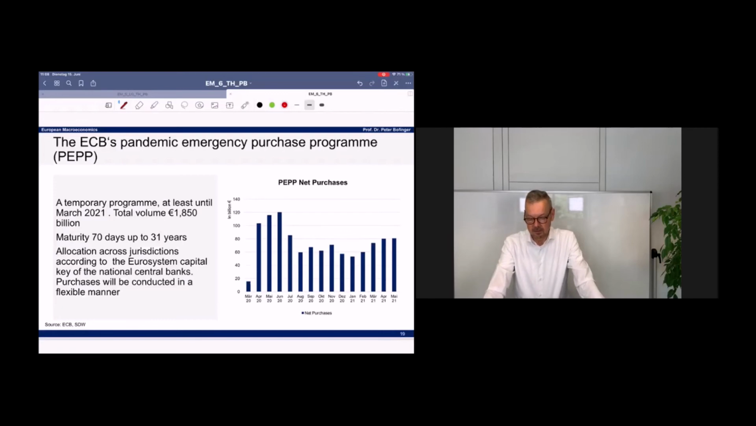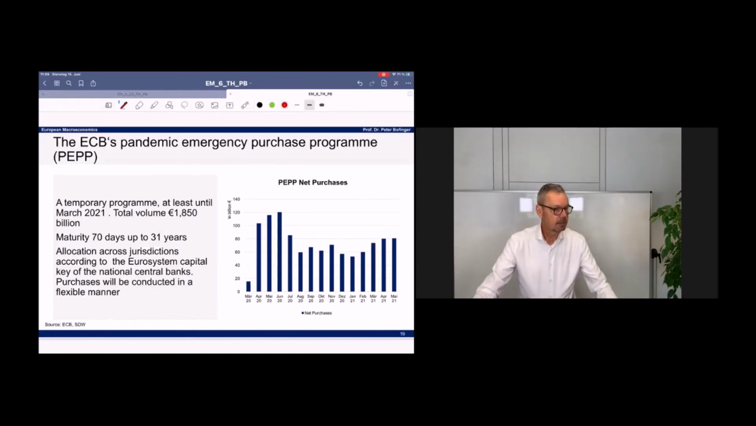And what is interesting with this PEPP program is that the ECB said the allocation across jurisdictions will be made according to the Eurosystem capital key of the national central banks, but purchases will be conducted in a flexible manner. What does this mean? So normally the ECB tries to have a bond portfolio which more or less reflects the capital keys of the member central banks in the ECB's capital. So the idea is not to privilege some country by purchasing a larger share of the bonds issued by some country. But here, with the PEPP program, the ECB said, okay, purchases will be conducted in a flexible manner. Flexible manner means that sometimes the ECB can purchase a more than proportionate share of the bonds from one country, but of course, over time, this has to be reduced.